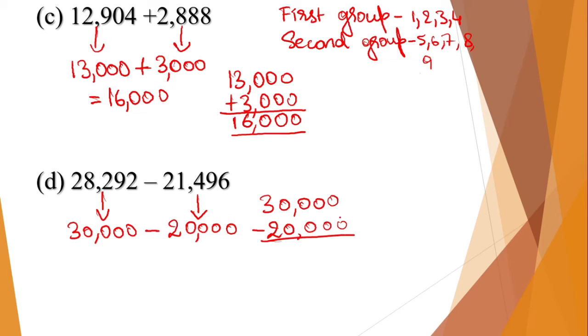Now 0 minus 0 is 0. Again we have a 0. Again we will minus it with 0, right? So we will get a 0 again. And again 0 minus 0 is 0 only. And 3 minus 2 is 1. So we will get our answer as 10,000. So our answer for this question will be 10,000.